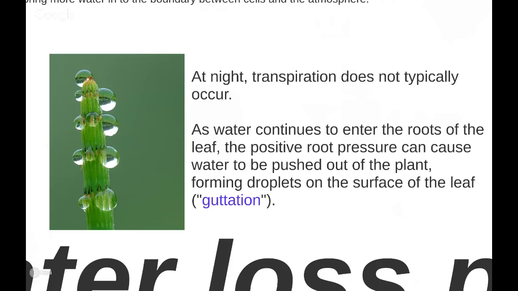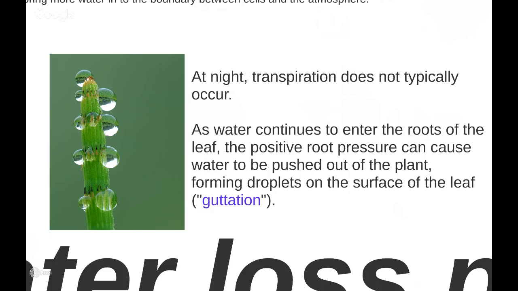What's interesting is that night transpiration does not typically occur. As water continues to enter the roots, the positive root pressure can cause water to be pushed up out of the plant, forming droplets on the surface of the leaf. We can see this picture here. Because of lower temperatures, usually we don't have much transpiration, but that root pressure still can push some water up.